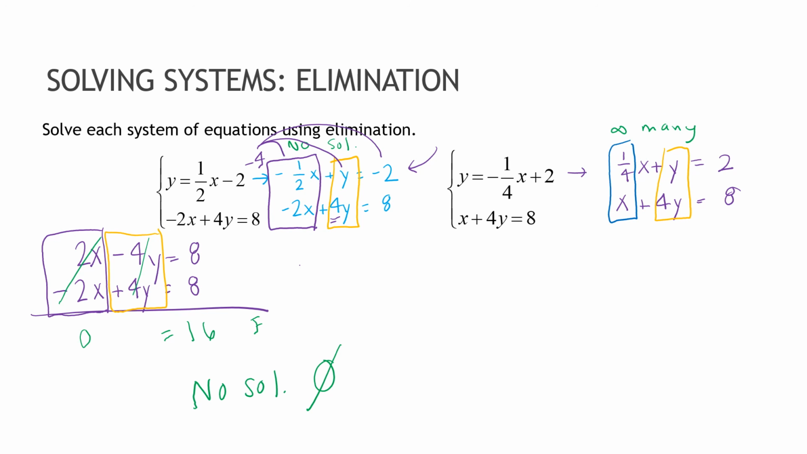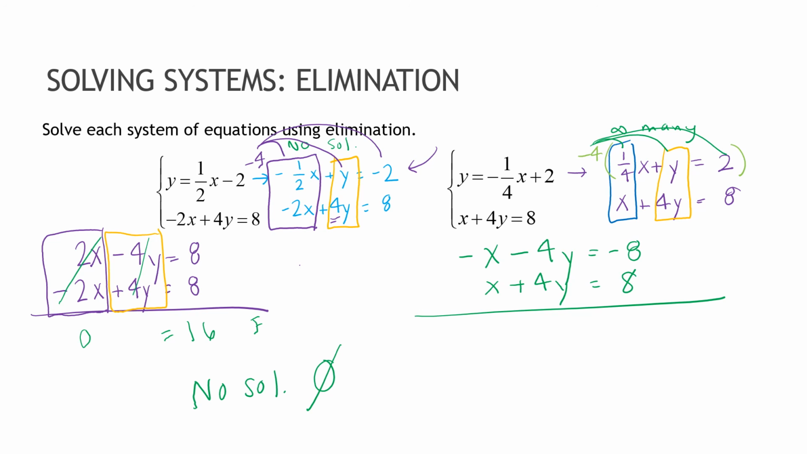Again, if you're scared of fractions, then let's look at the yellow column. In the yellow column, I have a 1 and a 4. And I know I could take 1 times negative 4 to make it negative 4. So I would have a negative 4 and a positive 4. Just like on my last example, I'm going to multiply this whole equation by negative 4. That's going to give me negative 4 times 1/4 is negative 1x. Negative 4 times positive y is negative 4y. Negative 4 times positive 2 is negative 8. And then just recopy that second equation just as it was. I didn't touch that one.